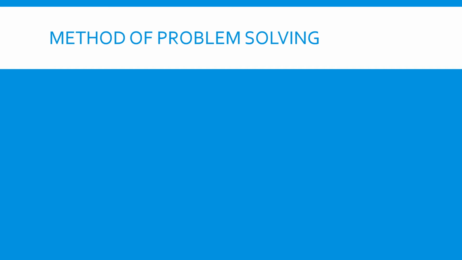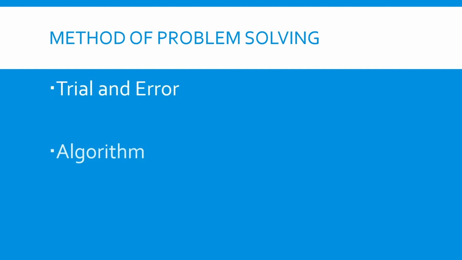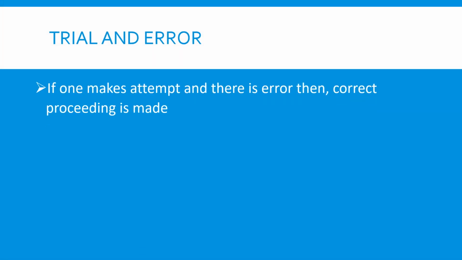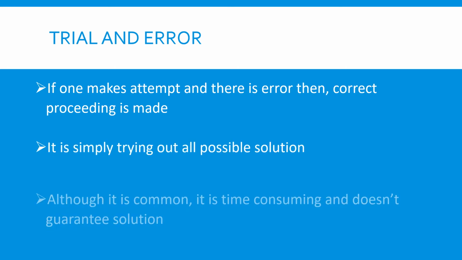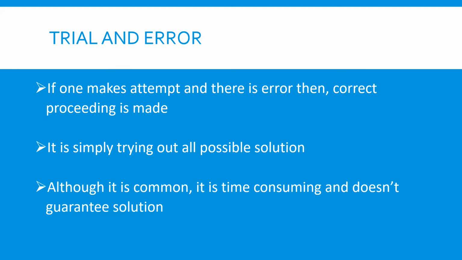Now we have methods of problem solving: trial and error, algorithm, and heuristics. Talking about trial and error, if one makes attempts and there is an error, then correct proceeding is made. It is simply trying out all the possible solutions. Although it is common, it is time consuming and does not guarantee a solution.